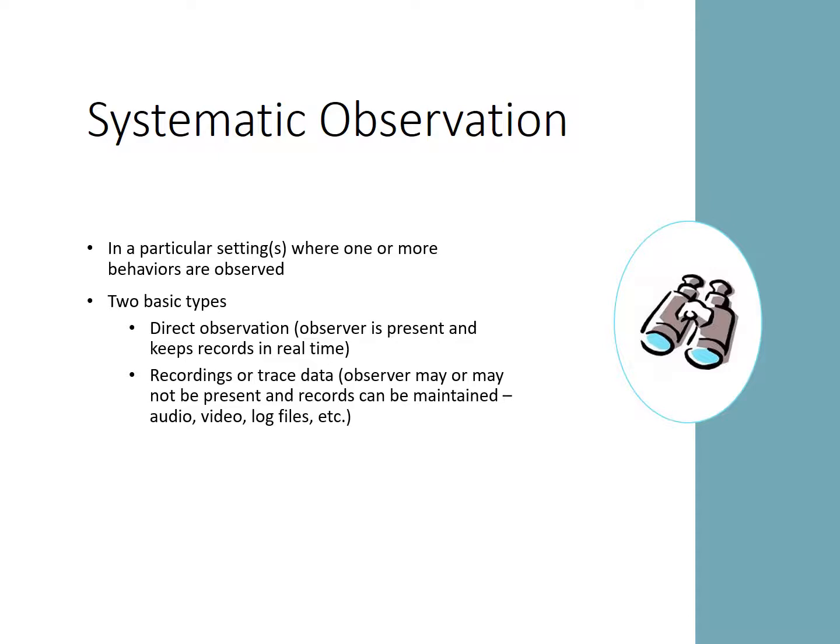And then we also have recordings or trace data. This might be where the observer may not be present, and the records can be maintained. So through audio, video, logs, files, we might be looking at Twitter feeds and counting the instances of a certain word. That would be a recording, so to speak, of some data tracing. If I was looking at computer logs or how many times my students accessed assignments in my Canvas course, these are all kind of recordings or trace data.